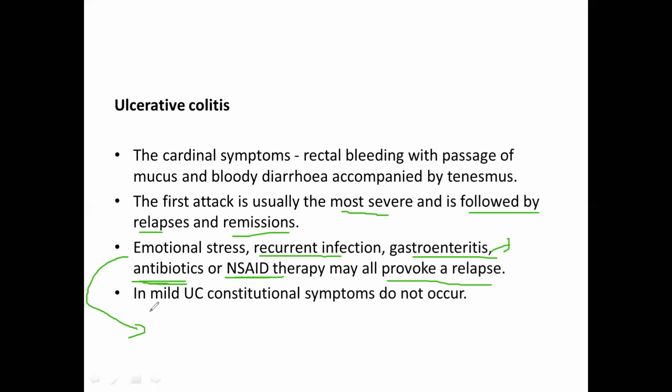In mild ulcerative colitis, the constitutional symptoms do not occur. So you should keep in mind that in the milder form, constitutional symptoms like fever, malaise, and anorexia do not occur.